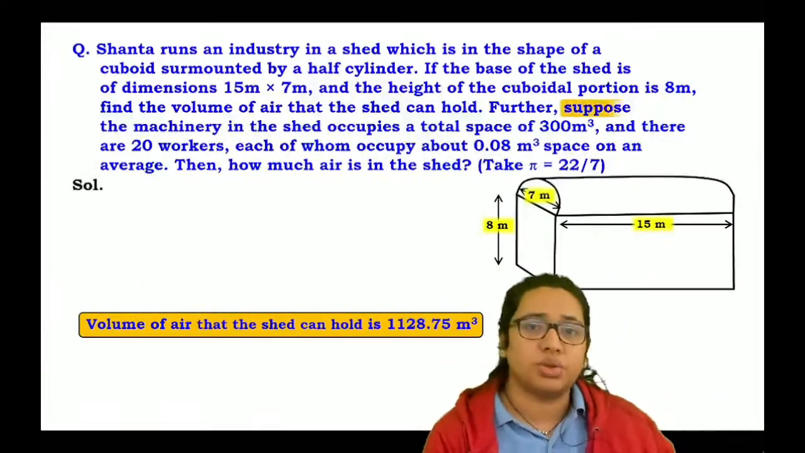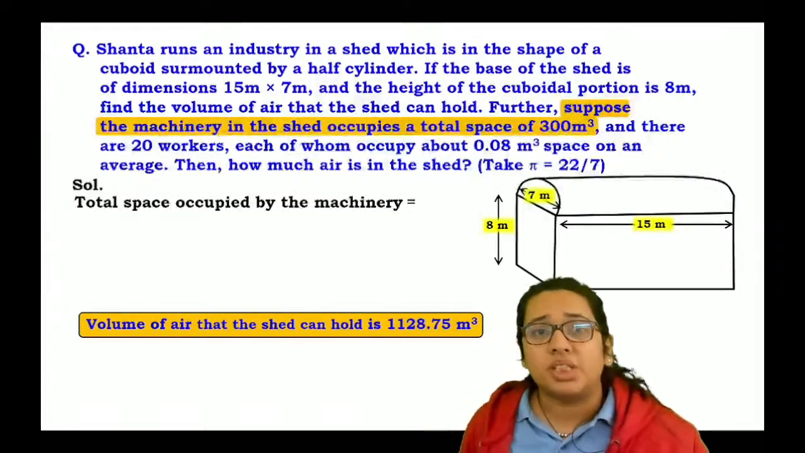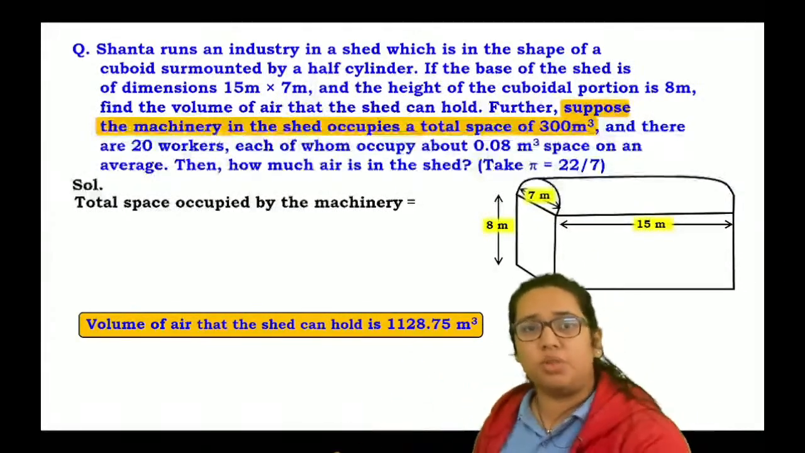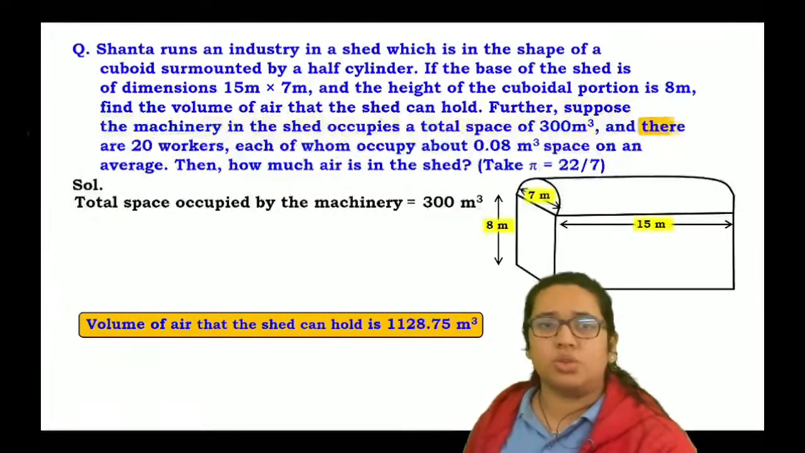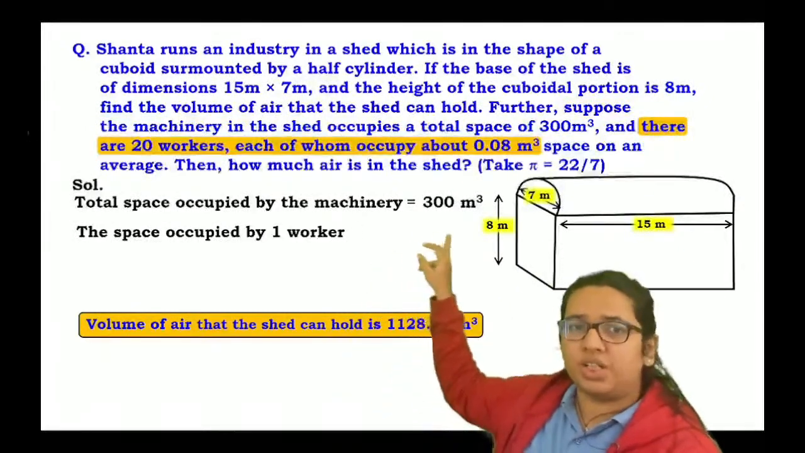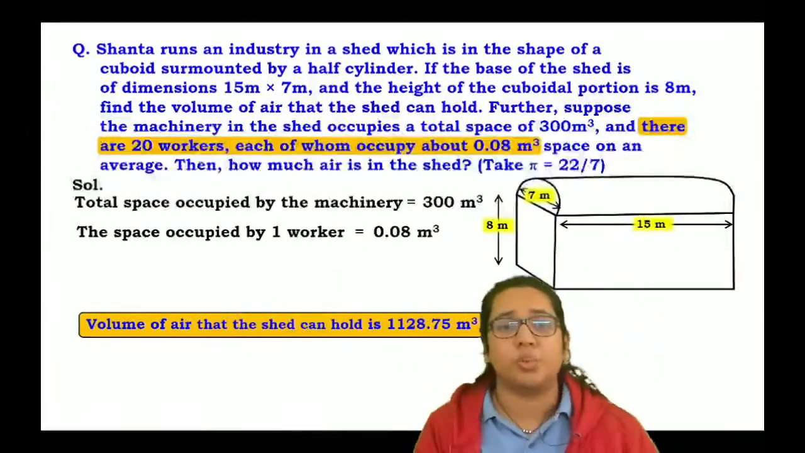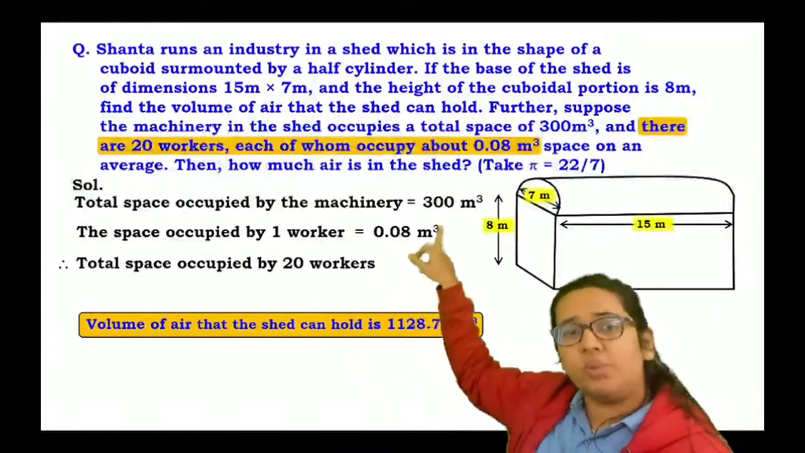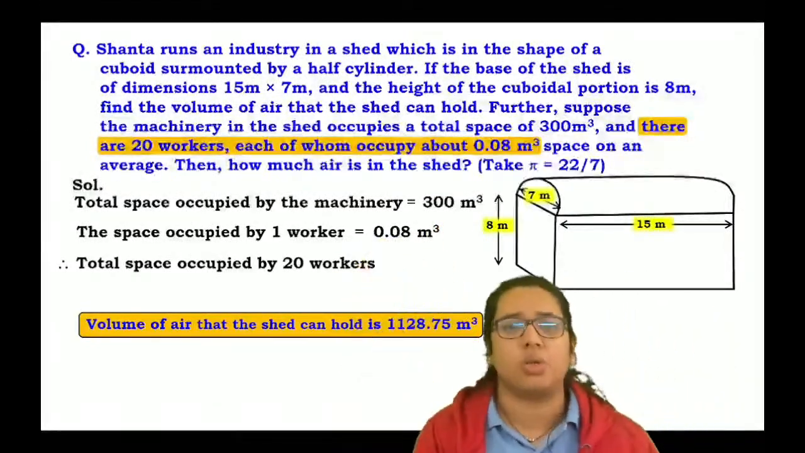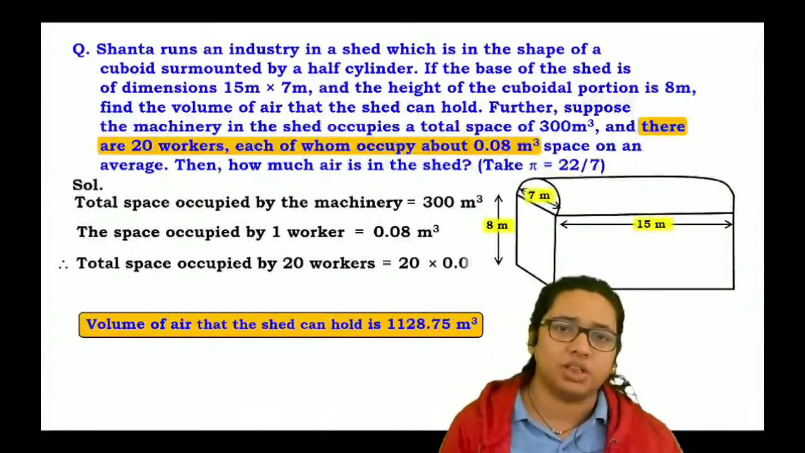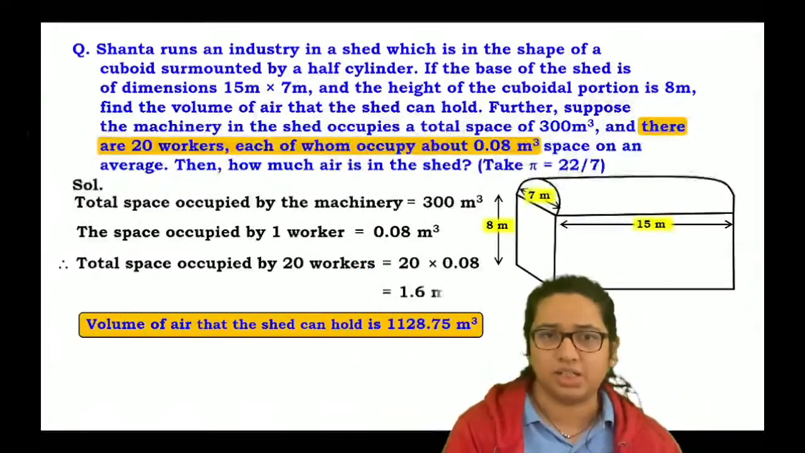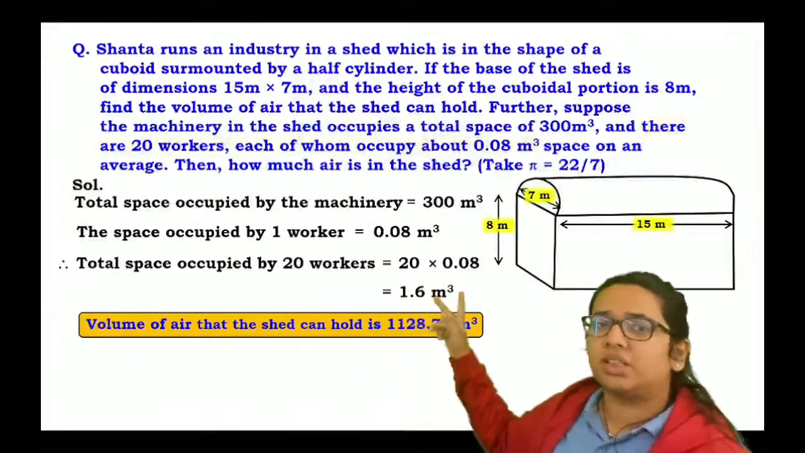So now we'll just go for the further case. The machinery in the shed occupies the total space of 300 meter cube. So total space occupied by machinery is 300 meter cube. The space occupied by one worker is given as 0.08 meter cube. Hence, the total space occupied by 20 workers will be 20 into 0.08. That is 1.6 cubic meter.